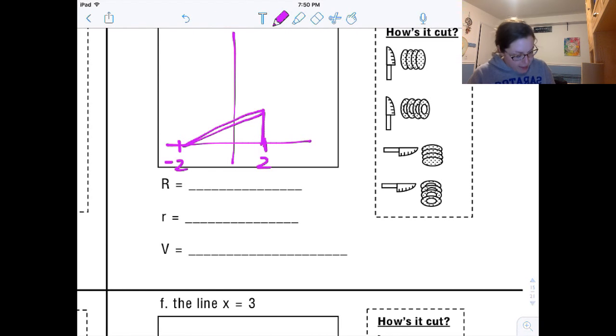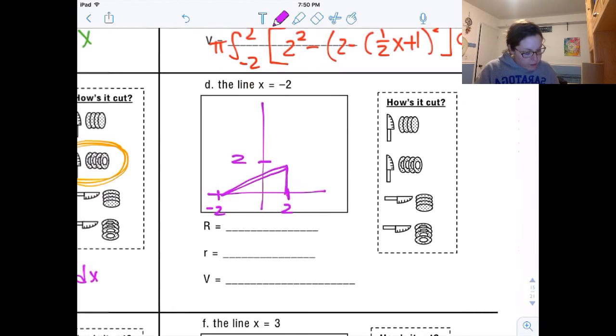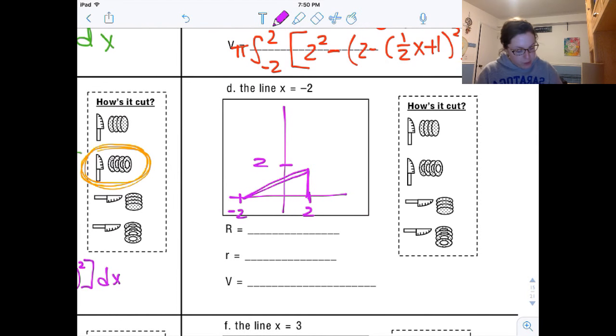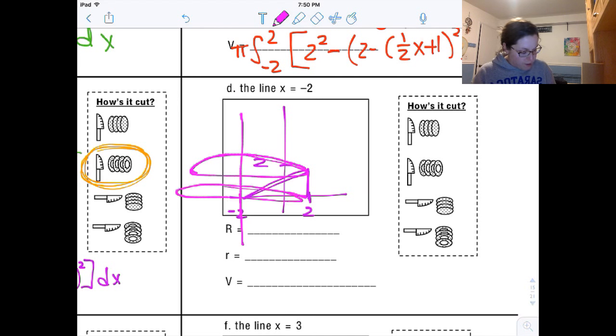Okay, so that's that. And I know that this is still at 2. So now we're going around the line x equals -2. So I'm going around this line right here. So I'm going to revolve this way around the line. So this top part's going to go like that. This bottom part is going to go like that also.